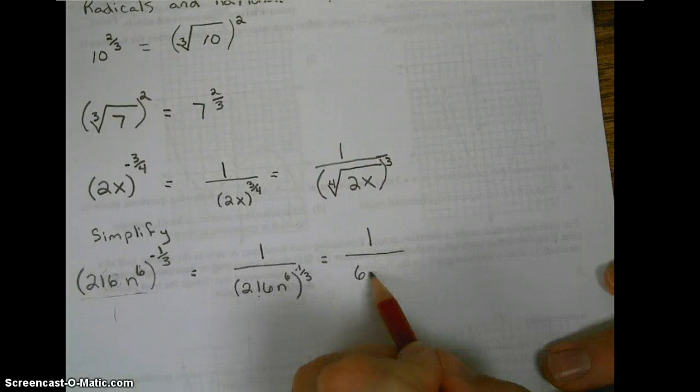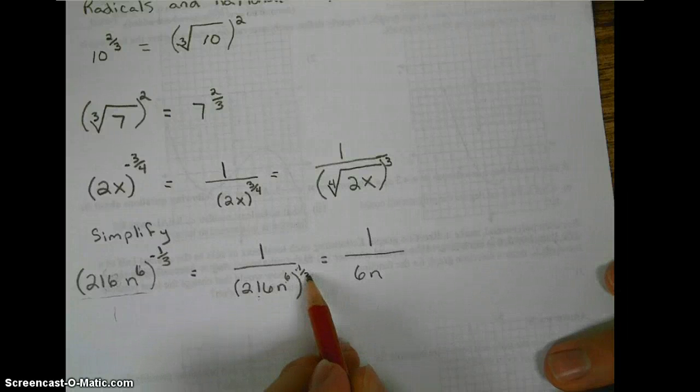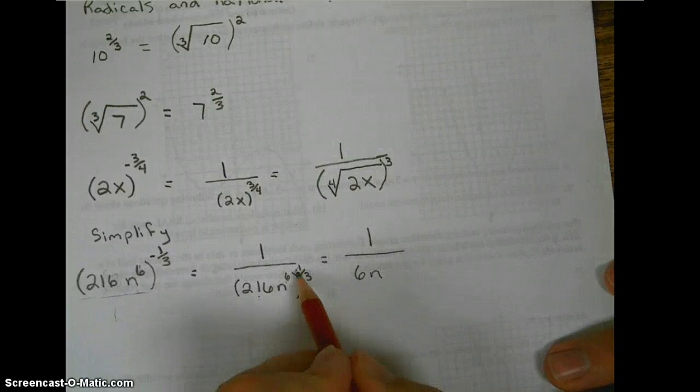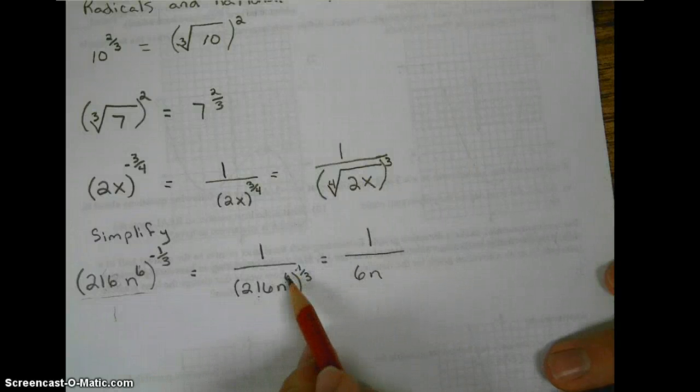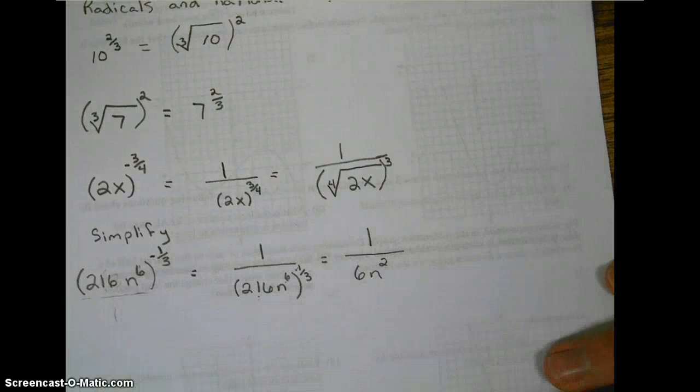Okay, next, using our rules of exponents, we have a power raised to a power. So do you remember what you do? By the way, that's not a negative. Yes, you multiply. So 6 times 1/3 is 2. And that would be your final answer.